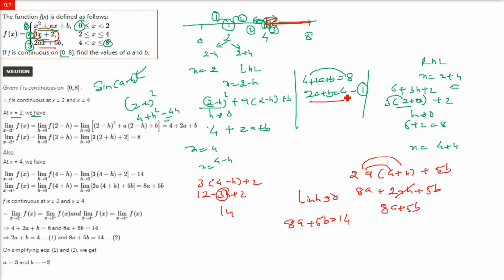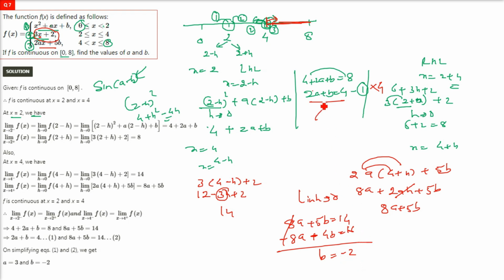The first equation was 2a plus b equals 4. Now in order to solve this, let me multiply the first equation by 4. Why? Because we'll get 8a. So 8a plus 4b equals 16. I multiply the first equation by 4 and just subtract these two equations. 8a gets cancelled. 5b minus 4b is b. 14 minus 16 is negative 2. So b is equal to negative 2.